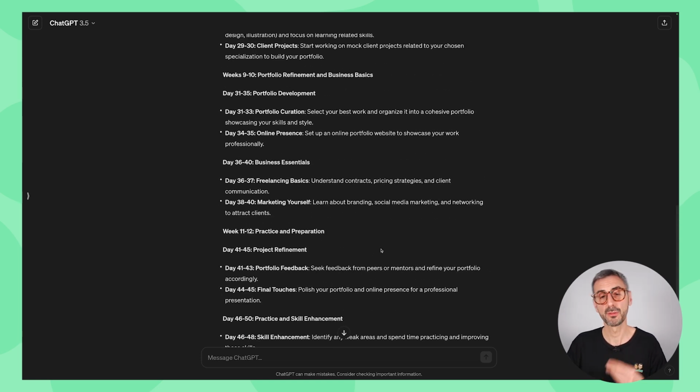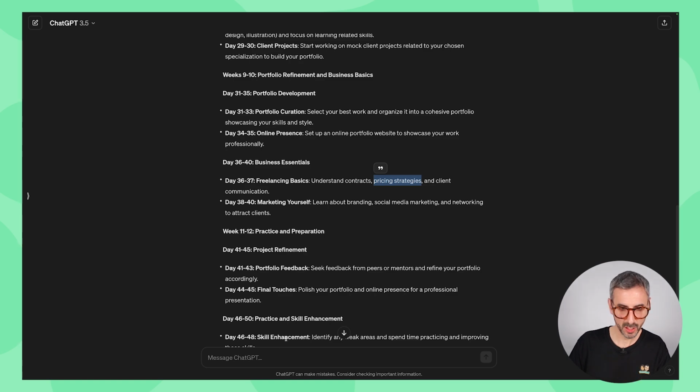So the next step from here would be either I could prompt deeper and ask for a breakdown of topics and things to learn on a weekly basis or even on a daily basis, now that I have, for example, the 36 to 40 business essentials. Okay, so I could drill down on that. Or I could just pick and choose, for example, here, the 36 to 37 freelancing basics: understand contracts, pricing strategies, client communication. So all of these keywords, I could use to prompt deeper.